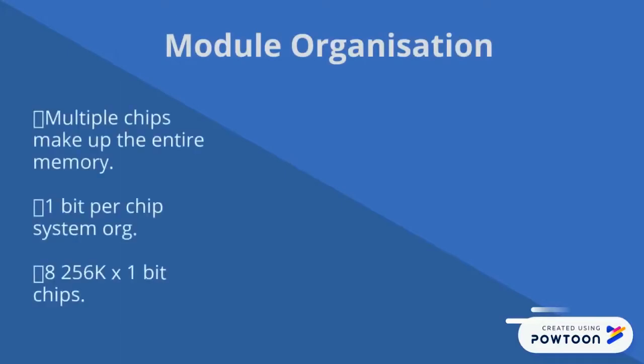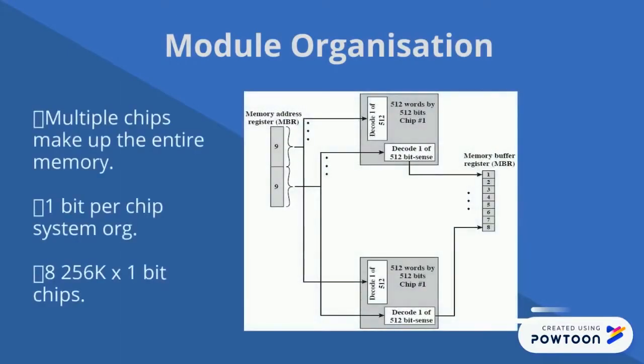Module organization. First, multiple chips make up the entire memory. Second, 1 bit per chip system organization. Next, 8 by 256K multiple 1 bit chips.